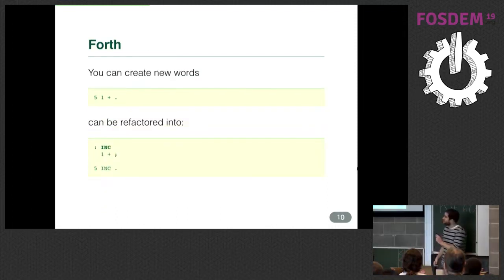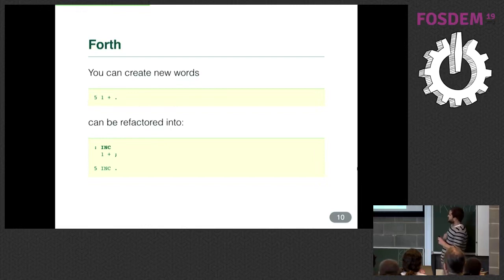You can, of course, then define your own words. So in this example, we add 5. Well, 5 is pushed to the stack. We push 1 to the stack. Plus will pop 2 arguments from the stack, and dot will pop the result of plus and print it on the screen.